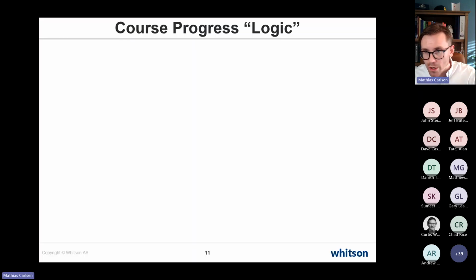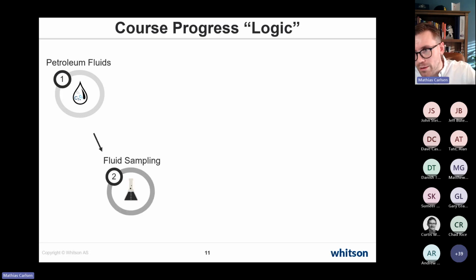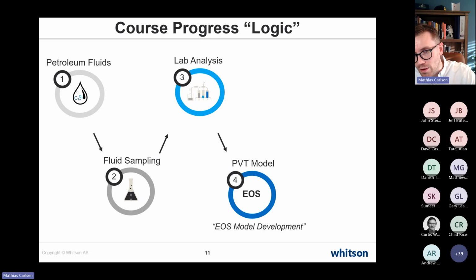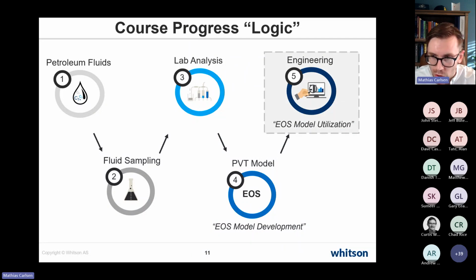What we're going to try to do when it comes to the logic of how we progress into the course is start with the petroleum fluids after we cover some intro. We're going to go further into fluid sampling, lab analysis, understand what a PVT model is, and then primarily utilize that PVT model for engineering value-adding exercises. So this is where we are going to put most of the emphasis of the class today.